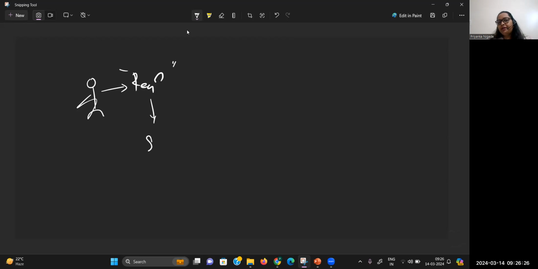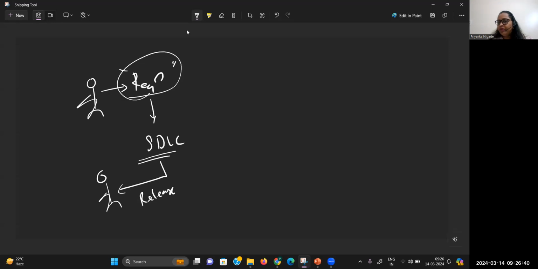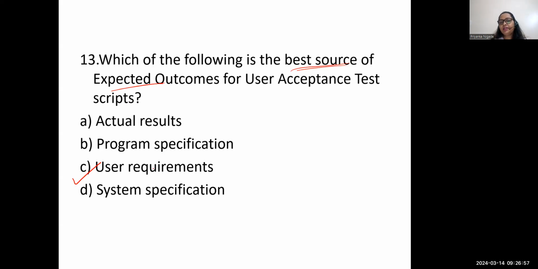Based on the requirements, we design, we develop, and we test the software application as per the development cycle. And finally, it is time to release it. So how will your user accept the delivery? Obviously, the user will match the requirements, checking whether the application is developed as per these requirements or not. That is called user acceptance testing. The user will accept the delivery of the software application based on requirements only, not actual result. Are you getting my point? So the correct answer is that user requirement is the best source. Based on this, the user will accept the delivery of this software application.